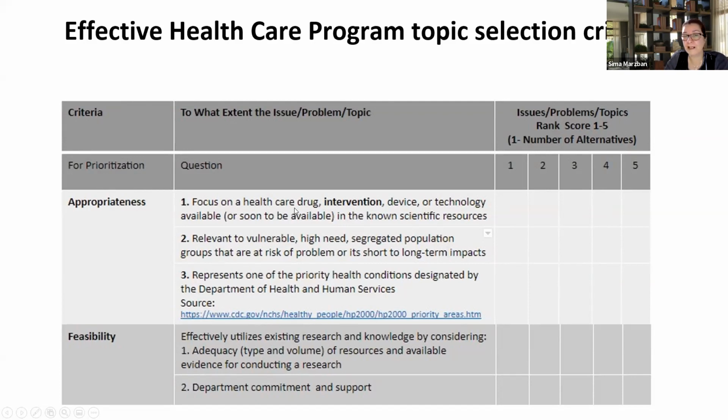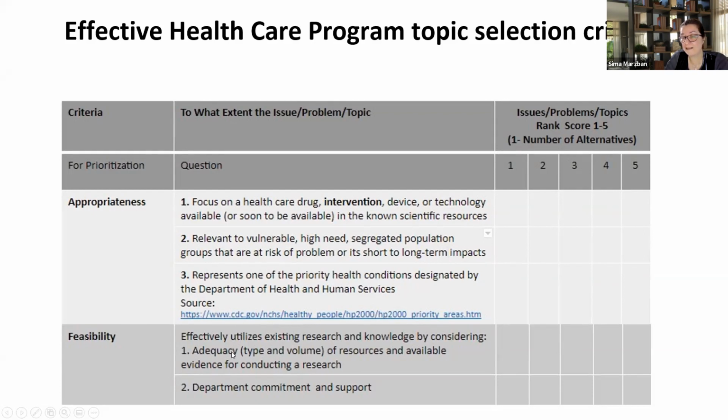Appropriateness: focus on health interventions that are known to scientific resources. So it's important to choose something appropriate. The second one, relevant to vulnerable, high-need, segregated populations, something that represents the priority health conditions. In this Healthy People 2020 list, you can find the prioritized areas in the United States by the CDC. So you can find many issues in this list.